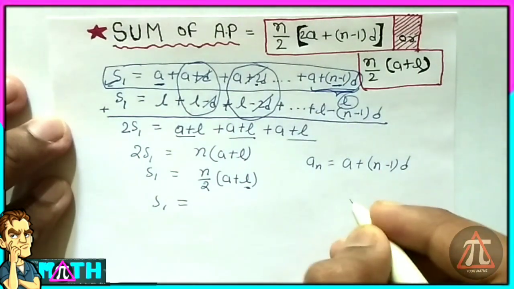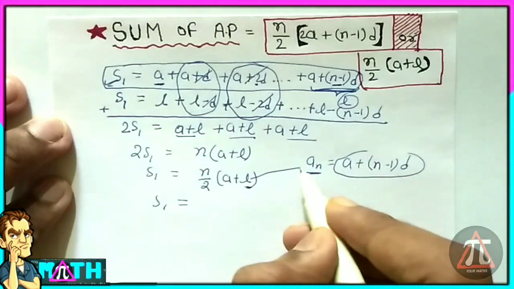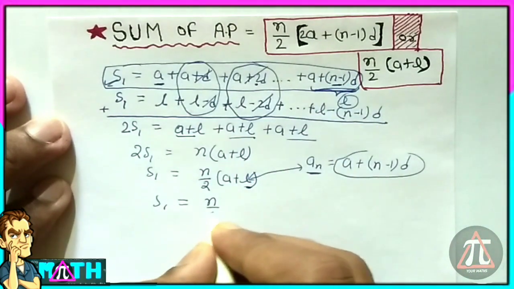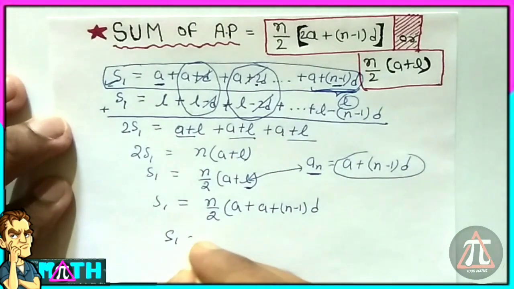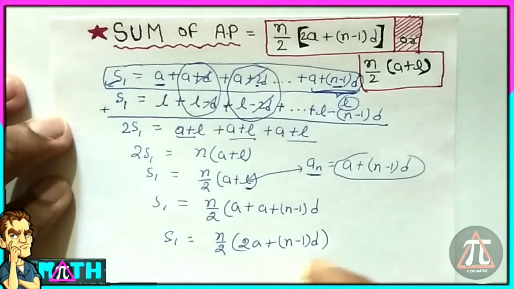And what's l? The last term is a plus (n minus 1)d. When you substitute a plus (n minus 1)d instead of l, what do you get? So try to substitute, so it becomes n by 2 times (a plus a plus (n minus 1)d), and when you solve it you get n by 2 bracket 2a plus (n minus 1)d, and you have proved all the formulas.